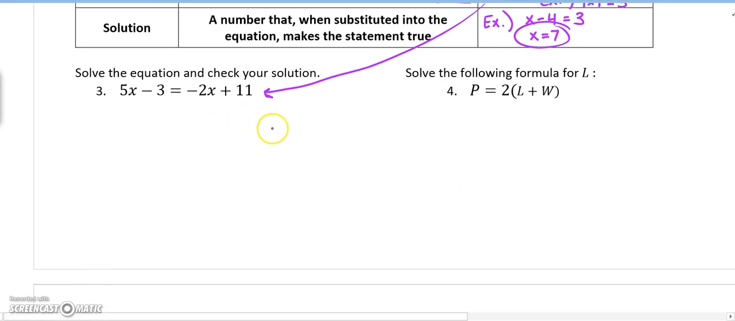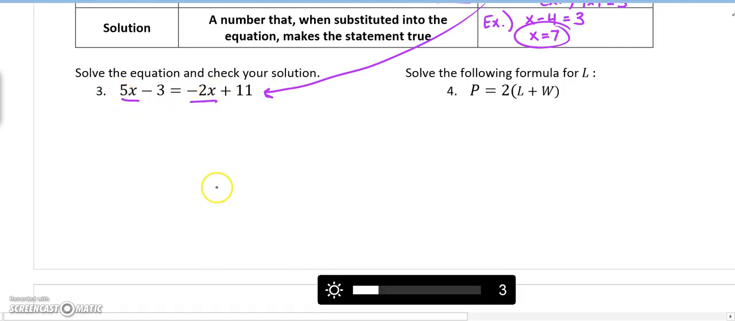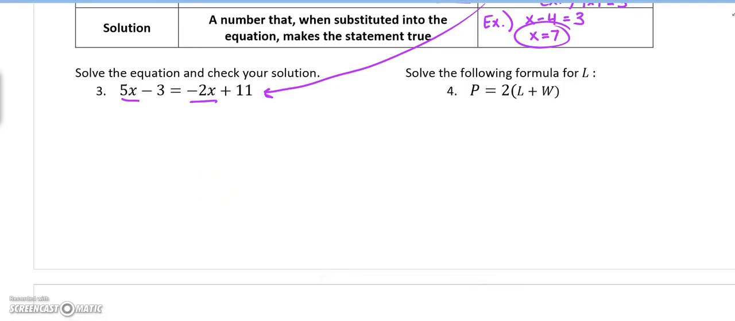So when we're solving equations and there are multiple variables in it, remember that the first step is to get those variables on the same side so we can combine them. Alright, so here we're solving the equation and checking our solution. I see a 5x and a negative 2x. I can't have both of them there. I need to combine them, and in order to do that, they need to be on the same side. So I'm going to move one of them to the other side.